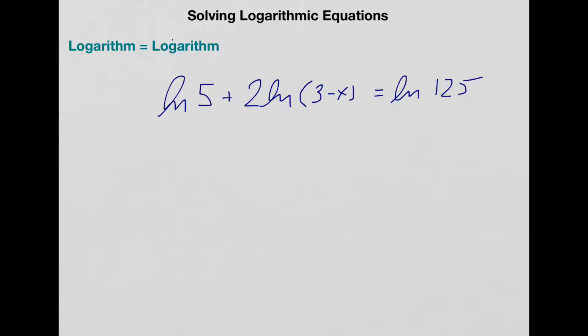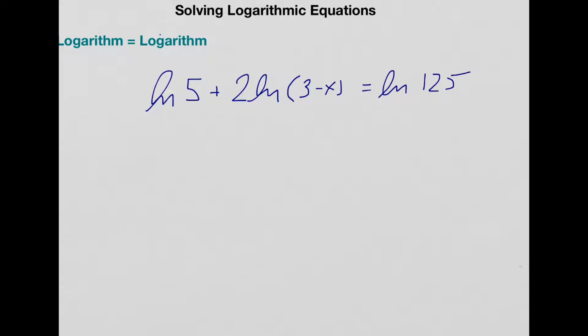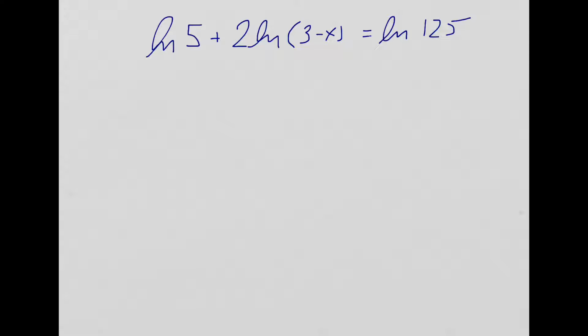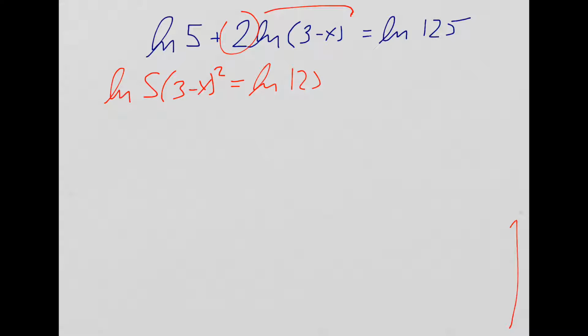So here we have all sorts of logs all over the place. We're using the natural log on this one. Make it easy to write, because I'm going to be doing a ton of stuff. So I made it easy on myself. First thing I need to do if I want this to be a log equals a log is combine these two logs together. So I'm going to take this up, use the power property, and then use the product property to combine that to a single log. And I'm going to make this the natural log of 5 times 3 minus x squared equals the natural log of 125.